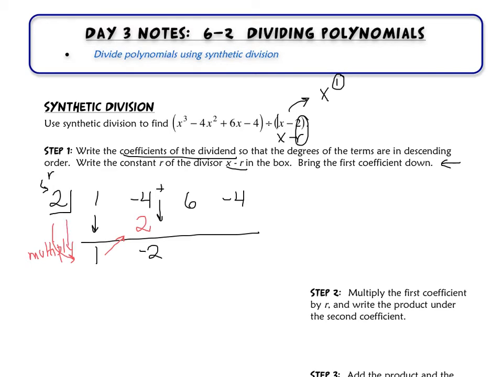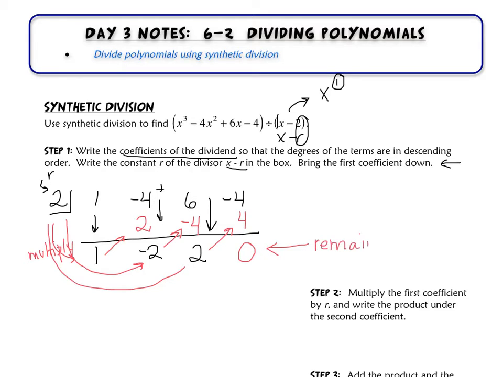Again, you're going to take this number, and you're going to multiply it by r, and that product goes underneath the next coefficient, so it's negative 4. Going down, you add, you get 2. Diagonally, you multiply this by r, you get 4, and then you add. This last number is always going to be the remainder. So in this case, it is 0.